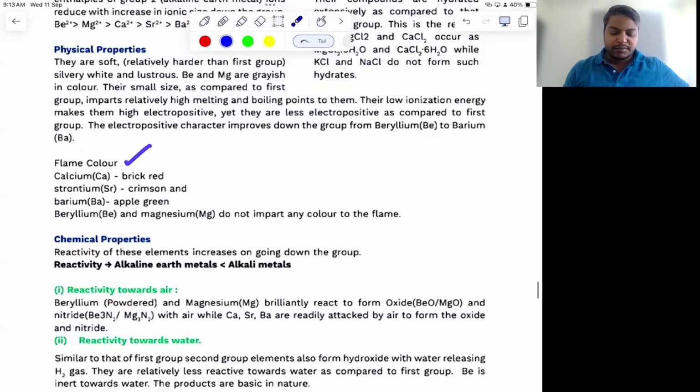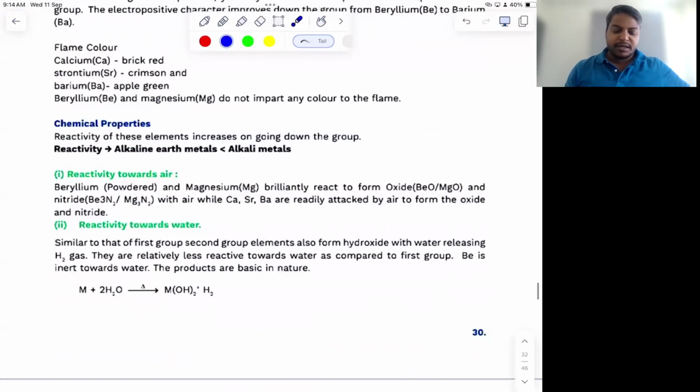Now, when it comes to flame test, these will give brick red, crimson red, apple green. Beryllium and magnesium do not impart any color; they'll just shine. Okay. Reactivity wise, alkali metals will have more reactivity than alkaline earth metals.